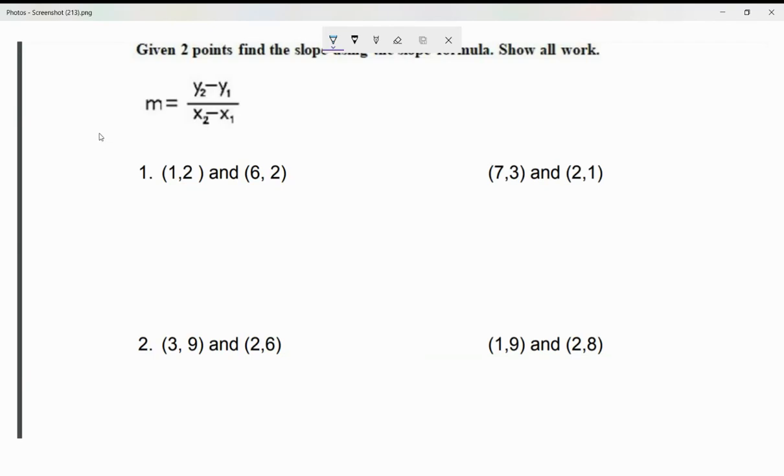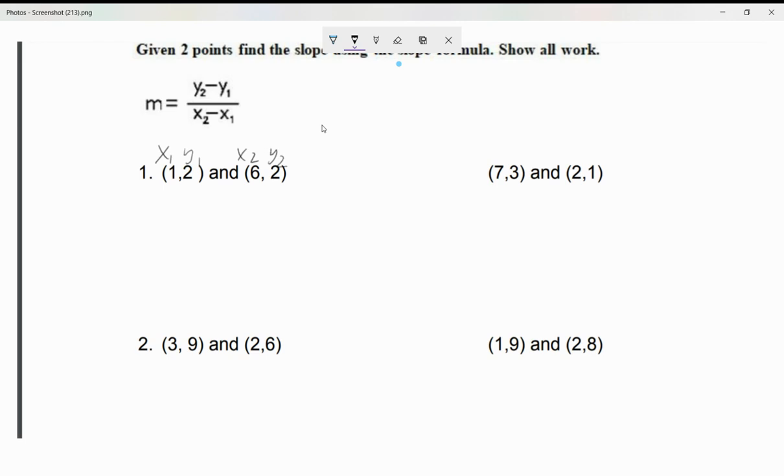Okay, so we will be applying what we learned from the last lesson, which is finding the slope with the given points. So let's review this. This was, oh my, okay, that's not good. Okay, this should be better. x1, y1, x2, y2, right? So we just apply this to this formula.